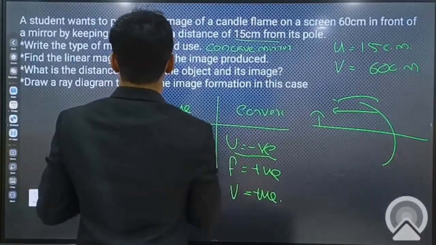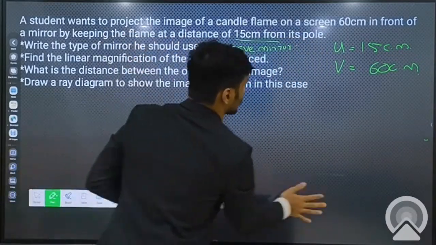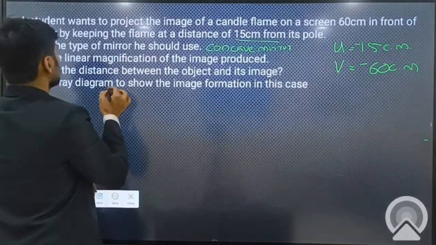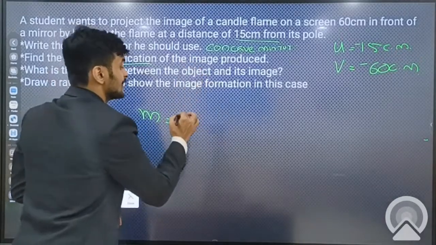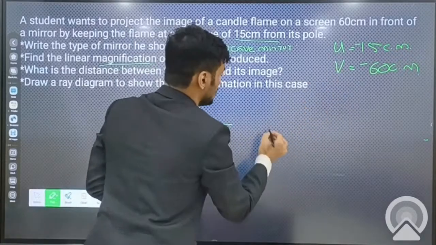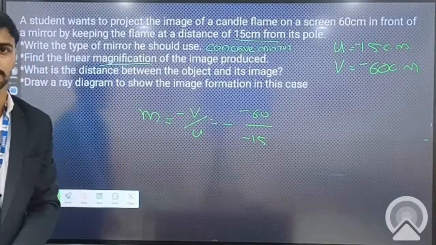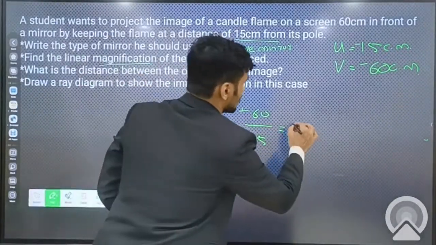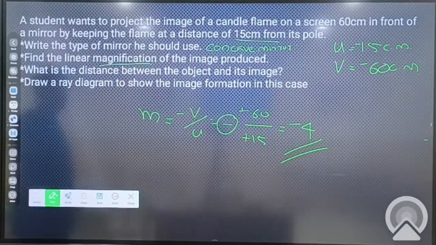So here we have to find the linear magnification. This is a concave mirror, so u will be negative, v will be negative. Linear magnification means normal magnification. For mirrors, magnification m equals minus v by u. So it is minus v, which is minus 60, divided by u, which is minus 15. The minus and minus cancel, so it is 60 by 15, which is 4. With the minus sign in front, minus 4 is the answer.